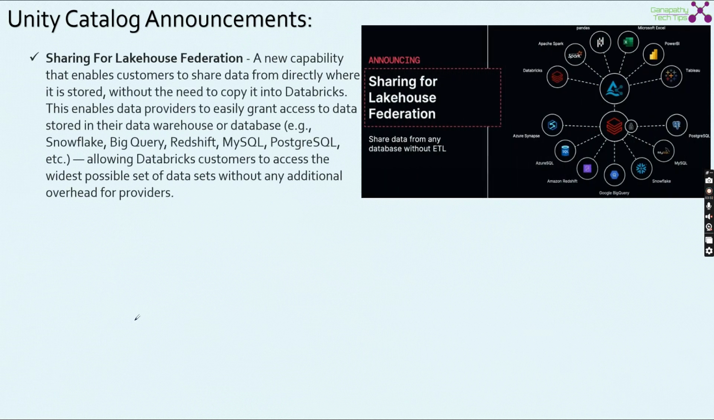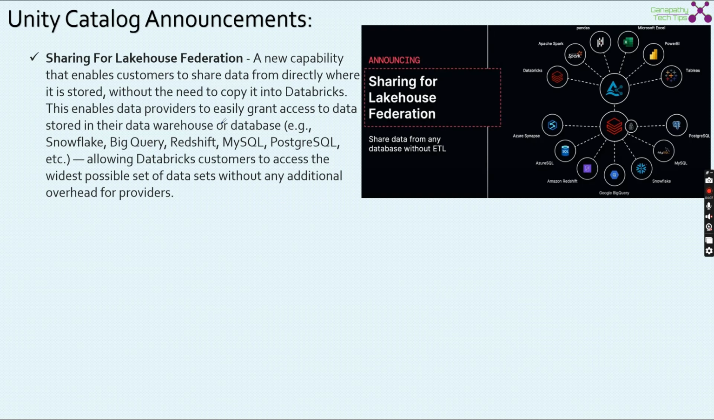Sharing for Lakehouse Federation is the new capability, where you can share the data from any of the databases without ETL. Now here you can see all these things are connected to Databricks, and all these things are connected to Delta Lake, and Delta Lake can interoperate with the Unity Catalog. So that is the new capability that enables customers to share the data directly from where it is stored without the need to copy it into Databricks.